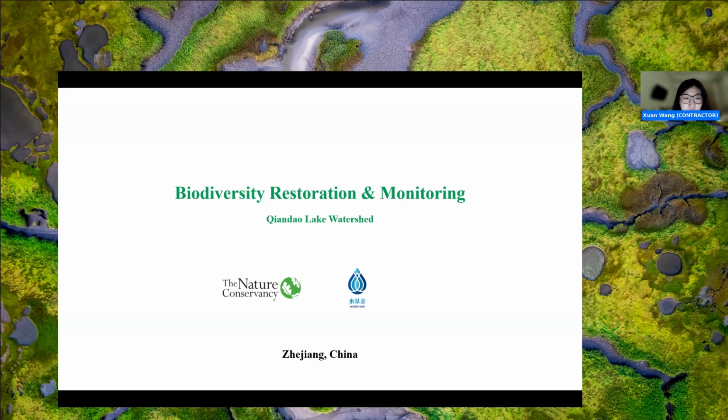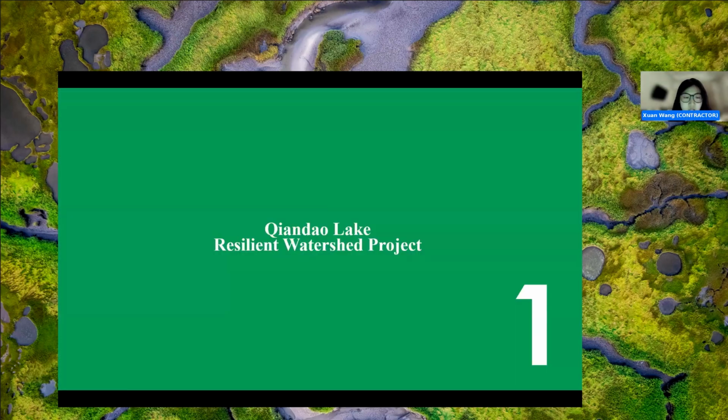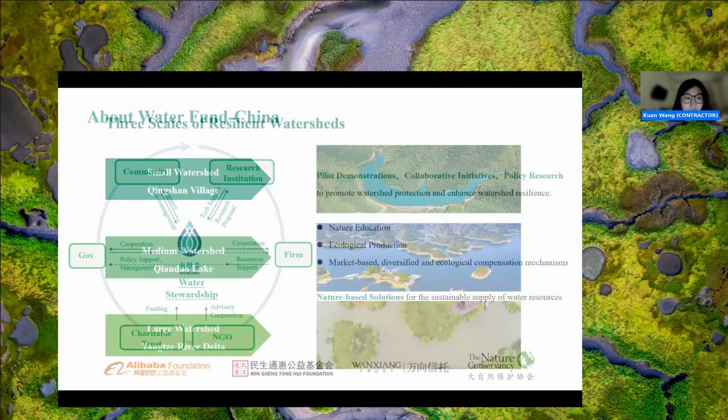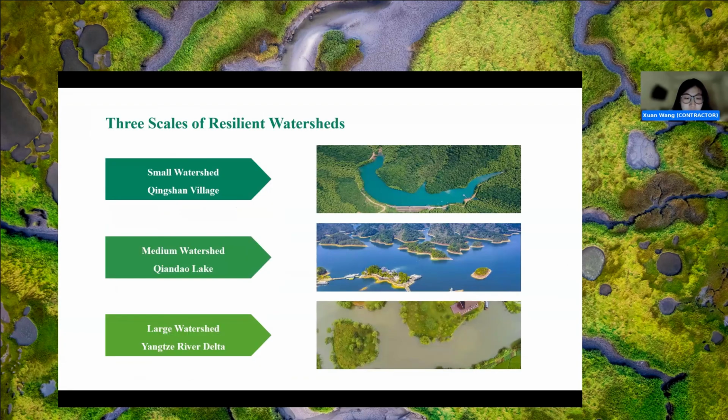Today I'm pleased to share some of our work on biodiversity restoration and monitoring in the Qiandao Lake watershed located in Zhejiang, China. This project is part of the broader Resilient Watershed project in Water Fund China, focusing on pilot demonstration, collaborative initiatives, and policy research. Our goal is to promote watershed protection and enhance ecological resilience through nature-based solutions, education, and market-driven ecological compensation mechanisms. And here are three scales of our watersheds where we conducted our work.